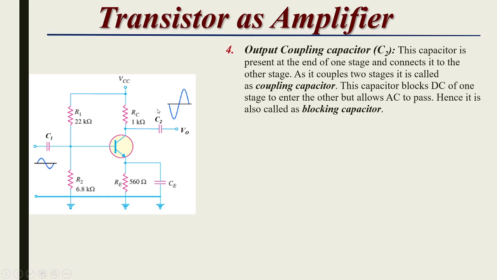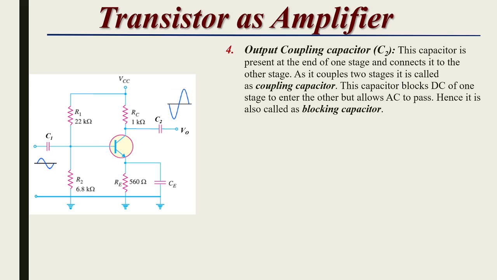Now the fourth element is the second coupling capacitor, C2, which we can also call the output capacitor. This capacitor is present at the end of the stage, and it connects it to the other stage. That means this is the output of the first stage, and this is connected to the input of the next similar stage of the amplifier. As it couples two stages, it is called a coupling capacitor.